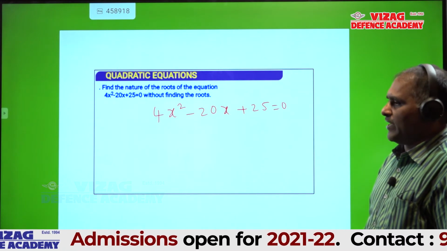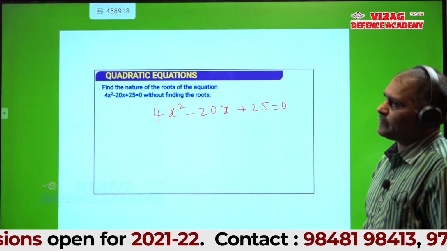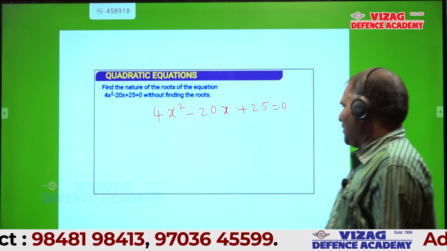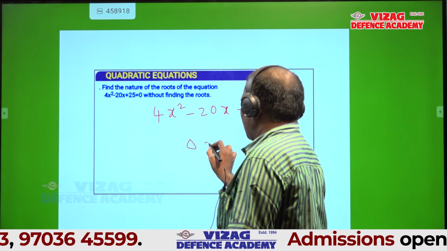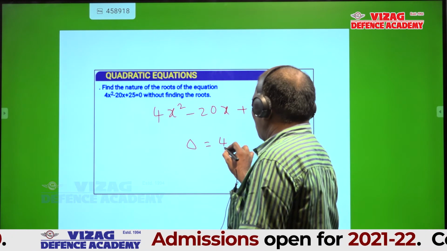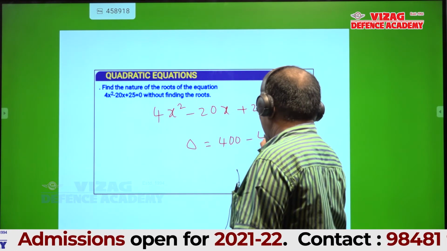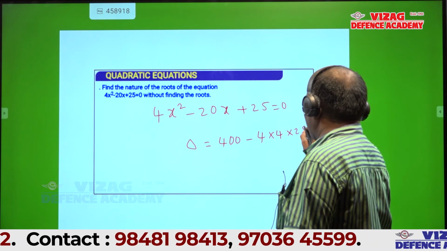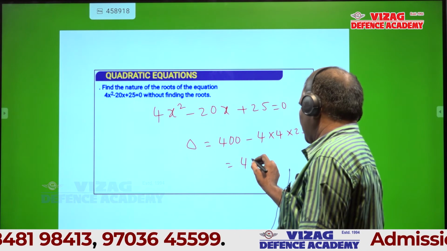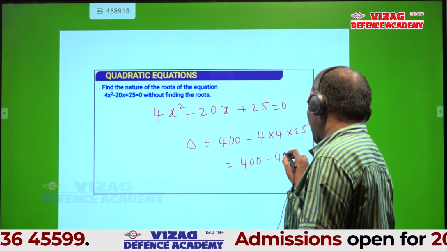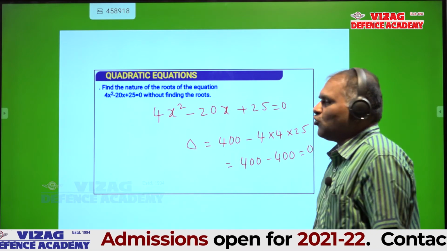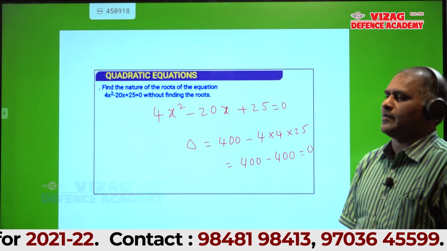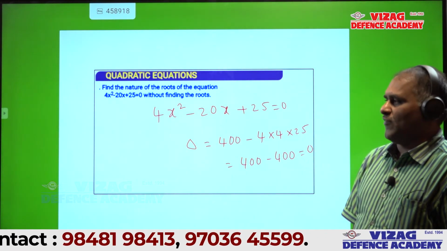Find the discriminant. Real and equal, sir. Here delta is equal to b square, 400, minus 4, a value 4, c value 25. You get 400 minus 400, which is 0. Delta equal to 0 means the roots are real and equal. Very good.